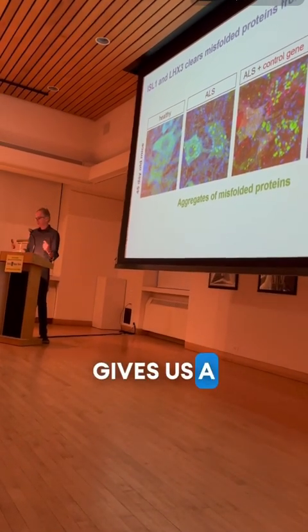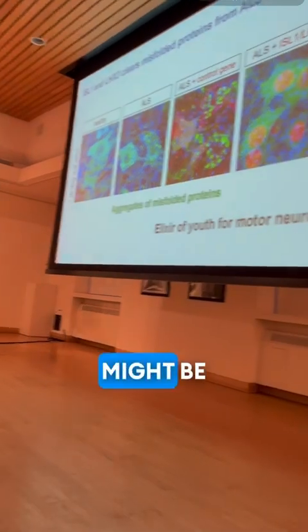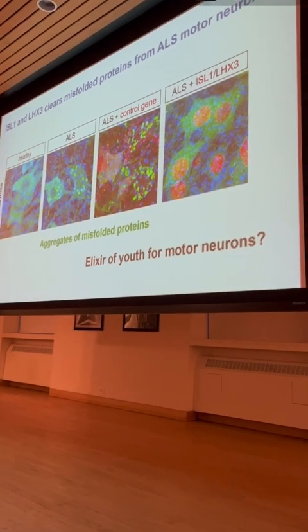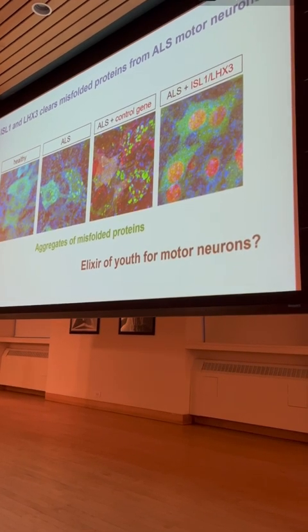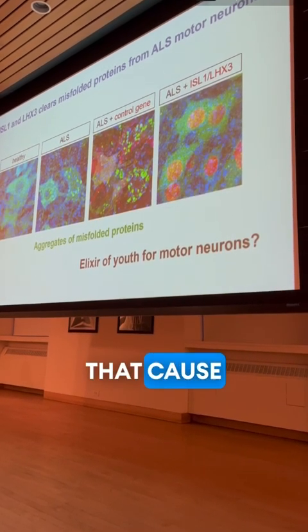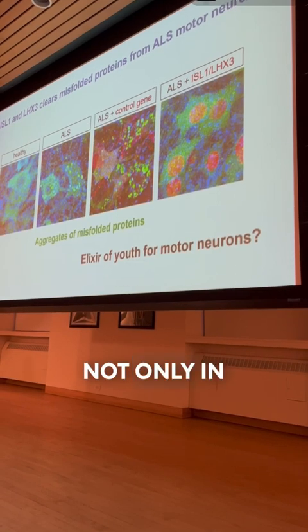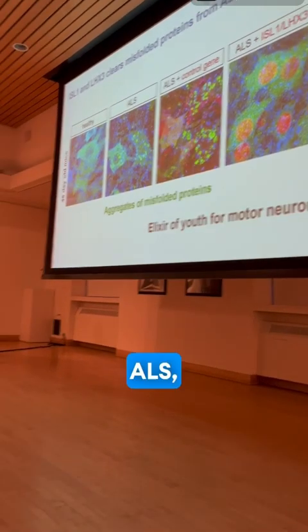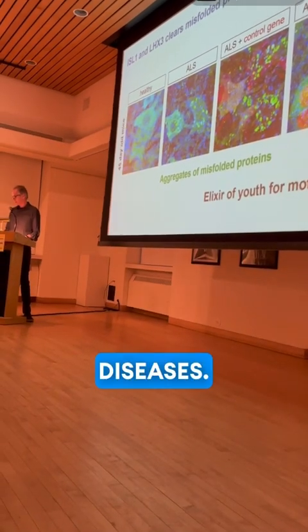And so this gives us a hope that one day we might be able to find ways how to rejuvenate adult motor neurons and maybe help them to fight the mutations that cause degenerative diseases, not only in this case that would derive from ALS, but in other neurodegenerative diseases.